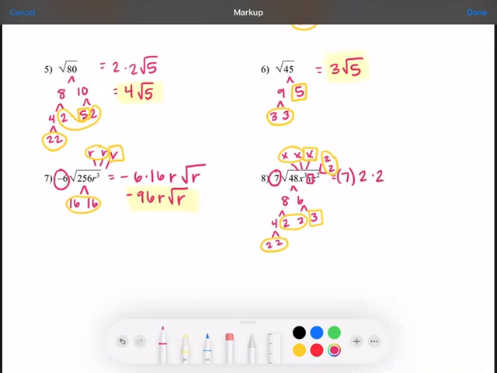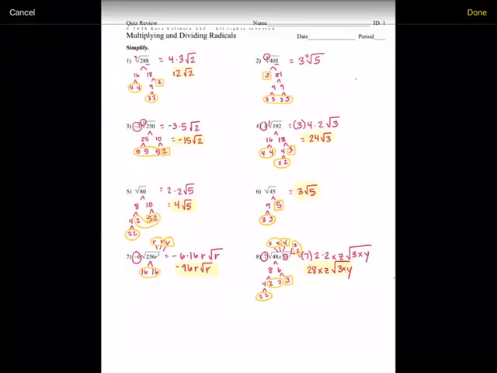So I'm multiplying everything by 7. I'm going to take out a 2 and another 2. I'm going to take out an x and a z. Inside the radical, I'll have my leftover 3, my leftover x, and the y. So to simplify, I have 7 times 2 times 2, which is 28, xz square root of 3xy.